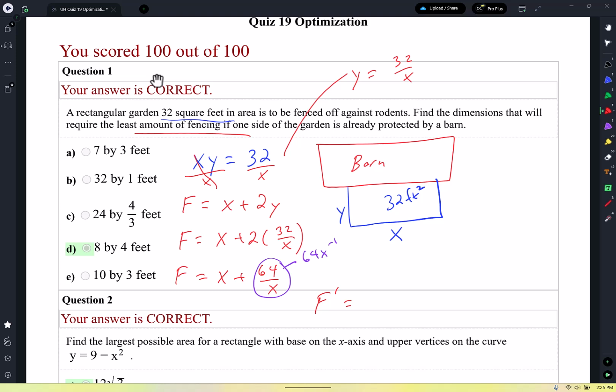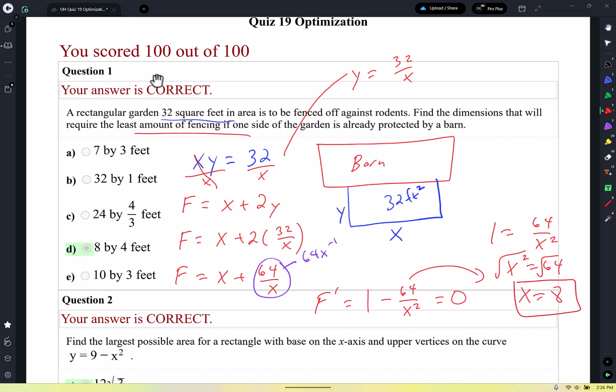All right, here we go. Derivative of x, 1. Derivative of 64 over x, that's going to be a negative 64 x to the negative 2, so over x squared. I'm going to set this equal to 0. Is everyone okay with that? I'm going to move that 64 over x squared to the right. So 1 equals 64 over x squared. Multiply both sides by x squared. x squared equals 64. And I'm going to take a what? Square root. x equals 8.